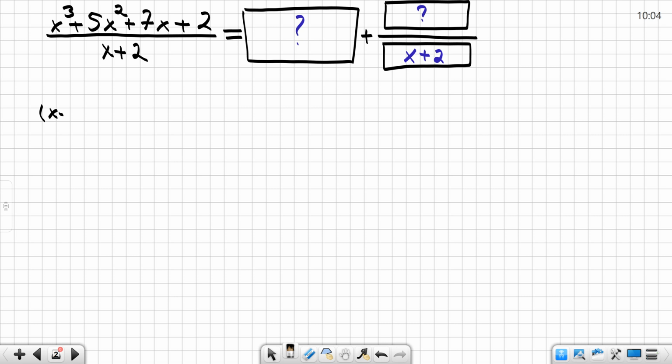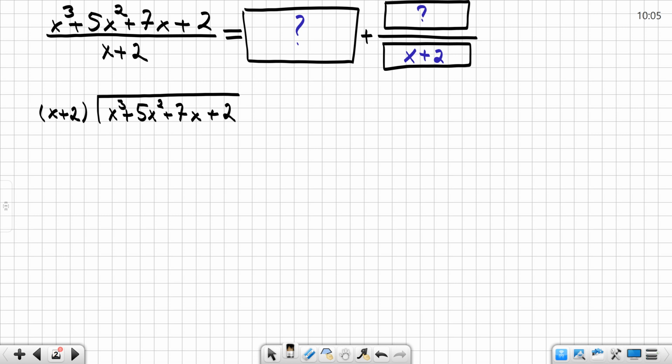I am placing my x plus 2 to the left, and underneath this long line, I will put my dividend, which is x cubed plus 5x squared plus 7x plus 2. Now, one note, we need to make sure that there is a spot for every exponent term, so to speak. So for every degree: 3, 2, 1, x to the first power, and the last one is the constant.